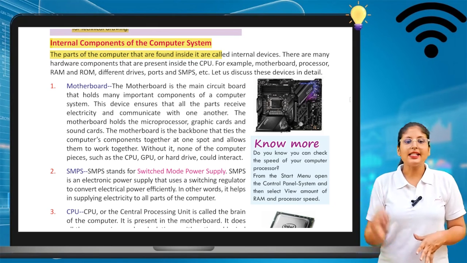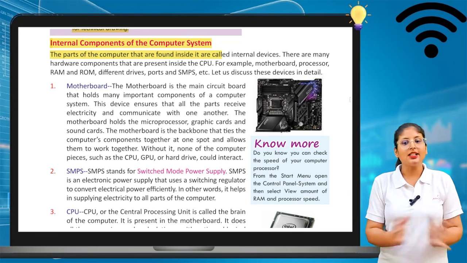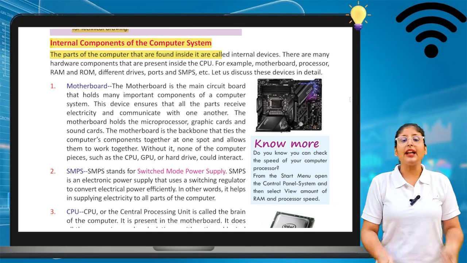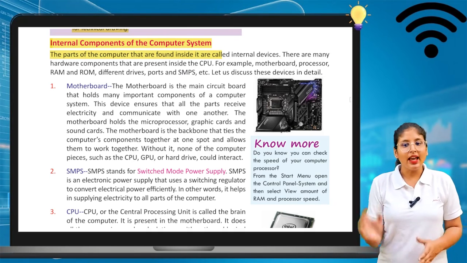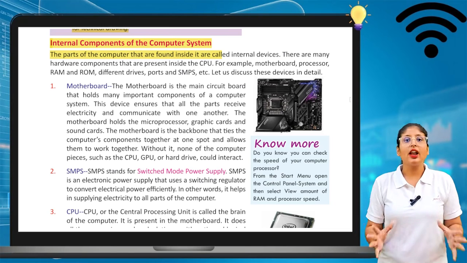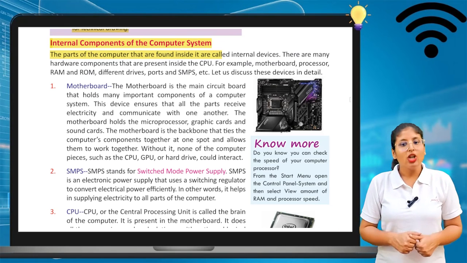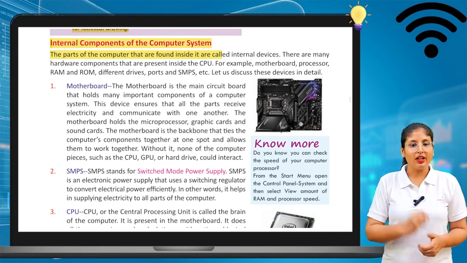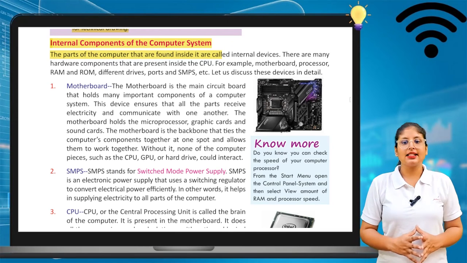Okay, so let's see some internal components. The parts of a computer that are found inside are known as internal devices. So the devices or systems that are inside the computer are known as internal components. There are many hardware components present inside a CPU. So there are lots of hardware parts inside the computer. For example, motherboard, processor, RAM, ROM, different devices, ports, SMPS, etc. Let us discuss these devices in detail.